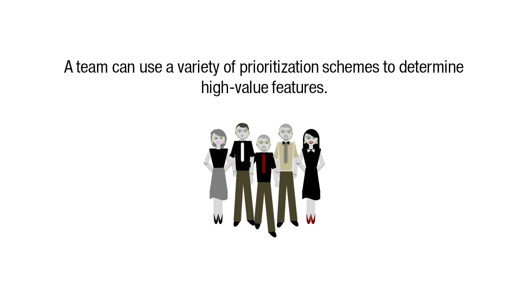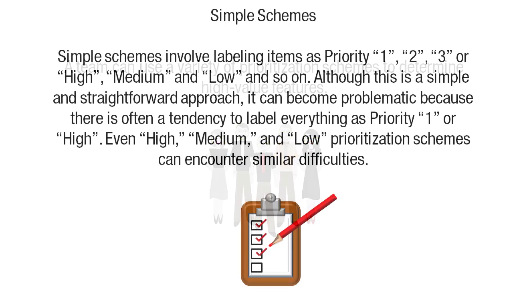A team can use a variety of prioritization schemes to determine high-value features. First, simple schemes. Simple schemes involve labeling items as priority 1, 2, 3, or high, medium, and low, and so on. Although this is a simple and straightforward approach, it can become problematic because there is often a tendency to label everything as priority 1 or high. Even high, medium, and low prioritization schemes can encounter similar difficulties.